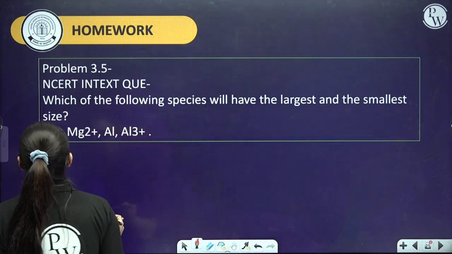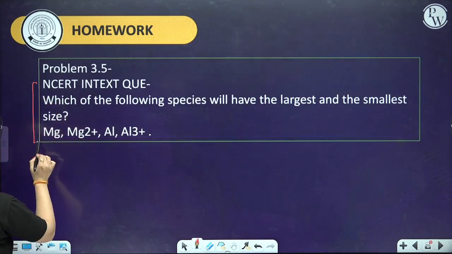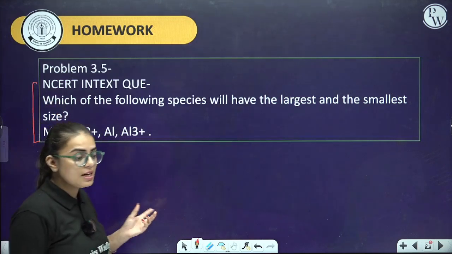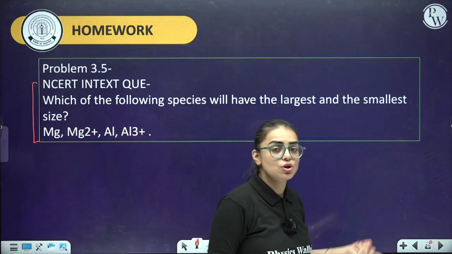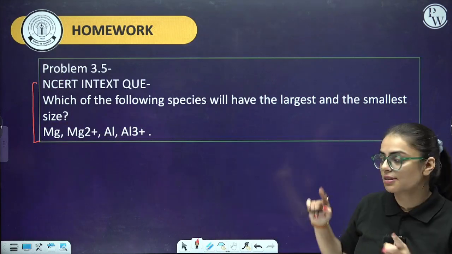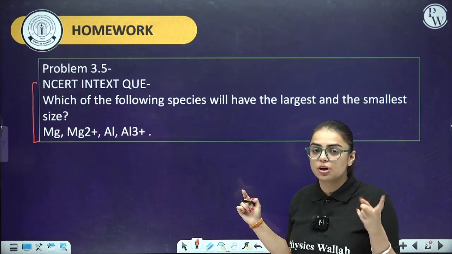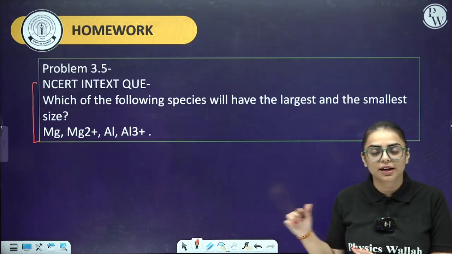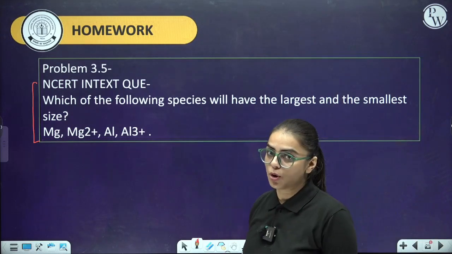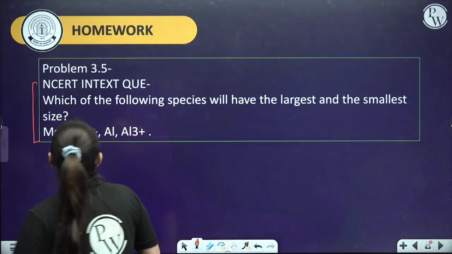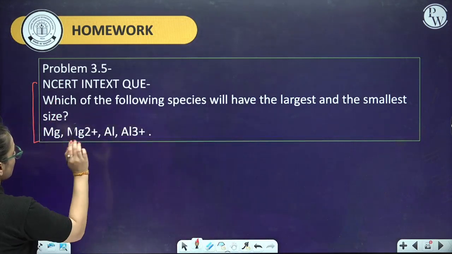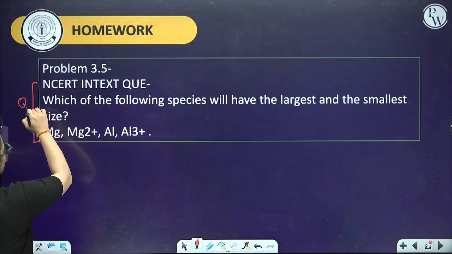So the first question they have given you is an NCERT in-text question, and that is your homework. You have to write the answer in the comment section. Also, in the next class, first we will discuss these homework questions, then we will finish the trends of variations along a group and period which are left for atomic radii, and then we will start the next periodic property, that is ionization enthalpy.